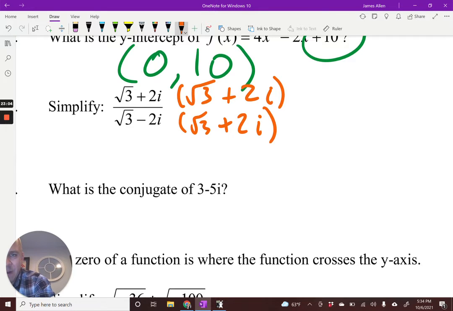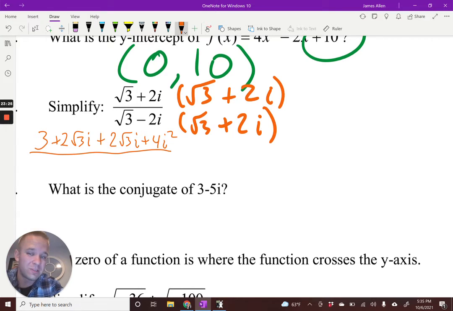Let's see here. If I FOIL the first one, root 3 times root 3 is square root of 9, which is 3. And then I'm going to have plus 2 root 3i plus 2 root 3i. And then I'm going to have plus 4i squared. So that's a wonderful numerator. Then in the denominator, I only have to worry about the first and the last terms, right? So I'm going to have 3, and then it's going to be minus 4i. So let's continue on. I hate doing sideways math, but hey, that's the room I got right now.